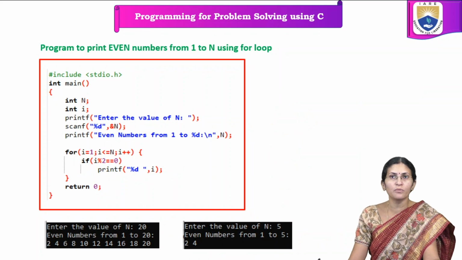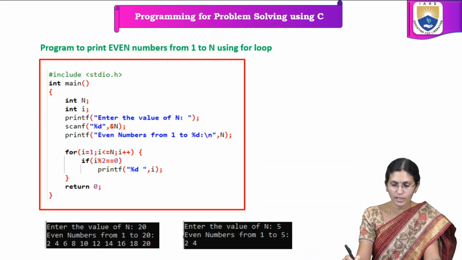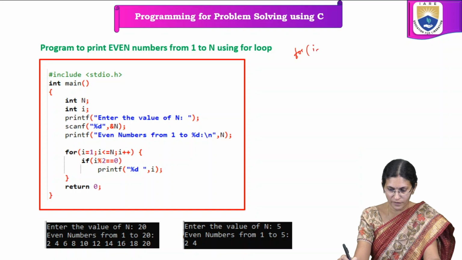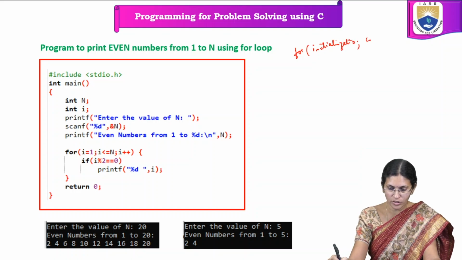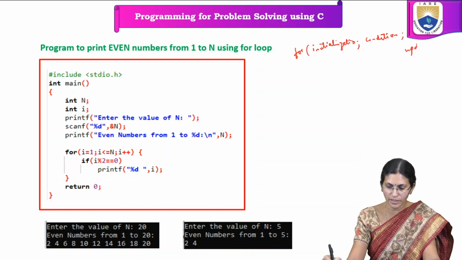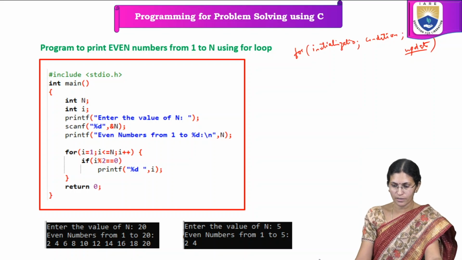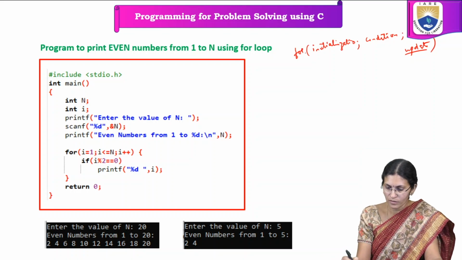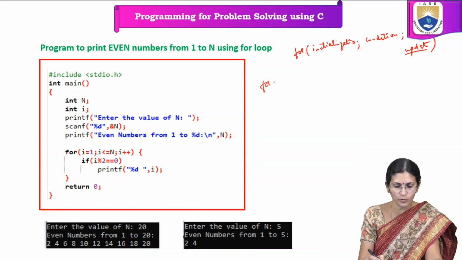Next is the program to print even numbers from 1 to n using for loop. In the for loop syntax, we need to write the initialization expression, then the condition expression, and then the update expression. In the update expression, you can have increment or decrement. Now let us see with the help of this program.